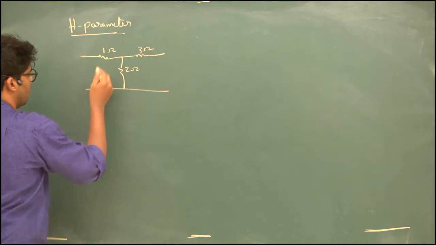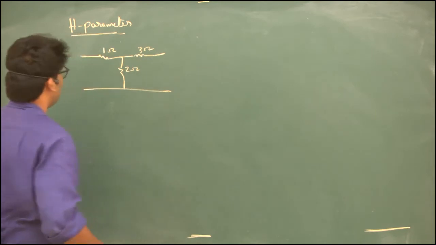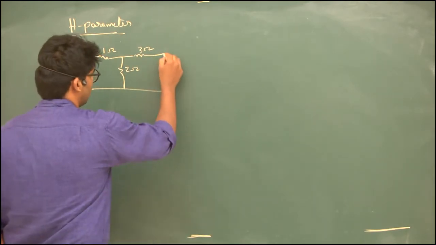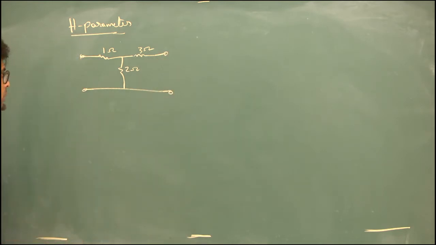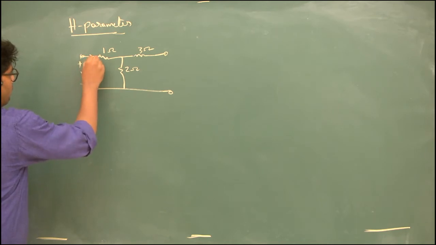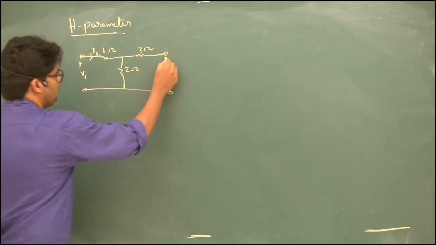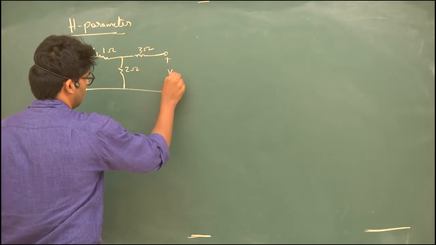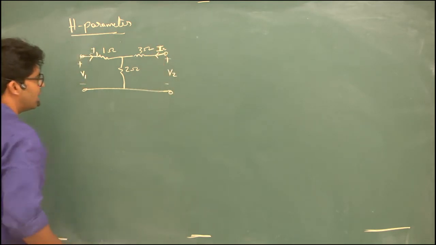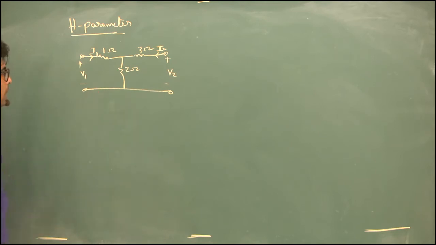Now we are willing to find h parameters for this T circuit. So for finding h parameters, in general the standard representation is this one.